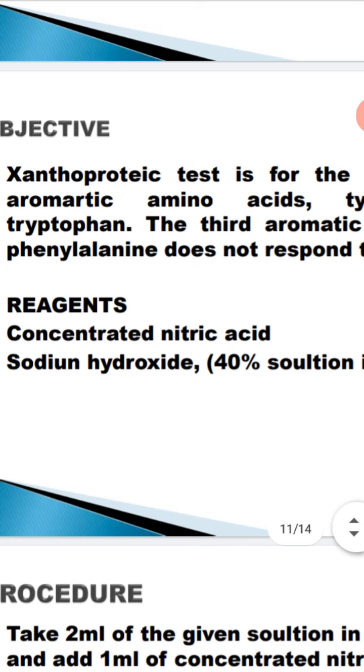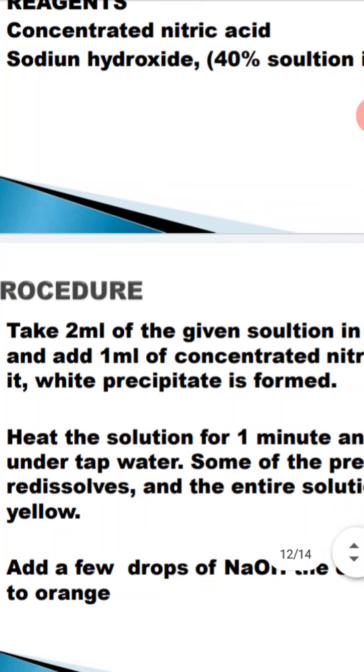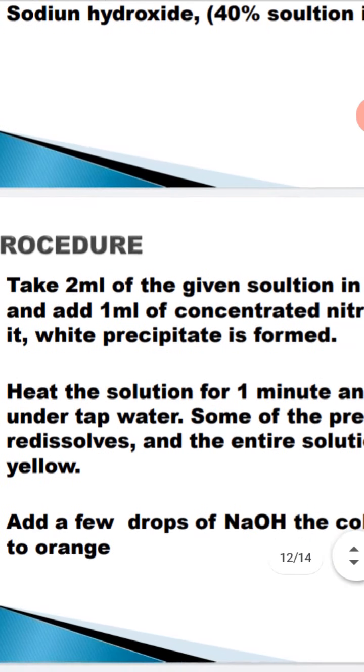Now, what are the reagents? Concentrated HNO3 and sodium hydroxide, where we make a 40% solution in water. Now what's the procedure? How are we going to do it? We take a test tube, and in the test tube we add 2 ml of the protein solution, and then we add 1 ml of concentrated nitric acid, HNO3, and mix it. After putting in the concentrated nitric acid, you get a white precipitate.